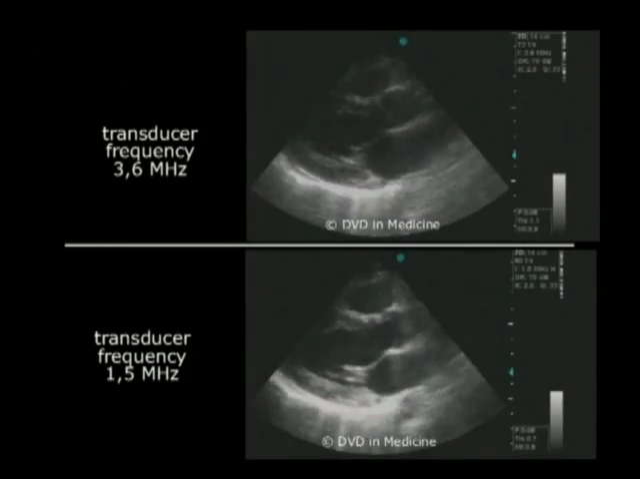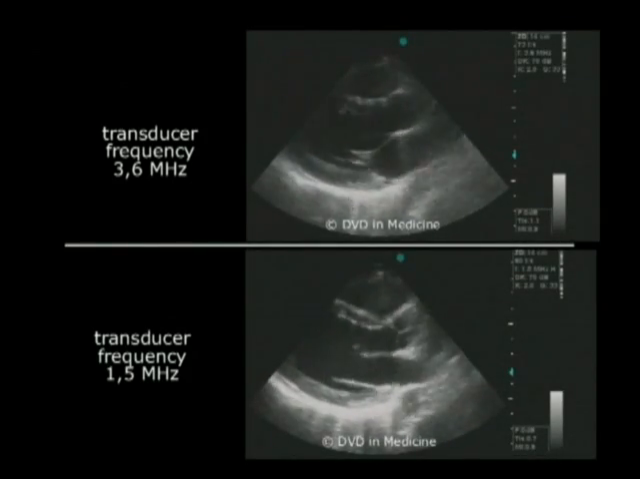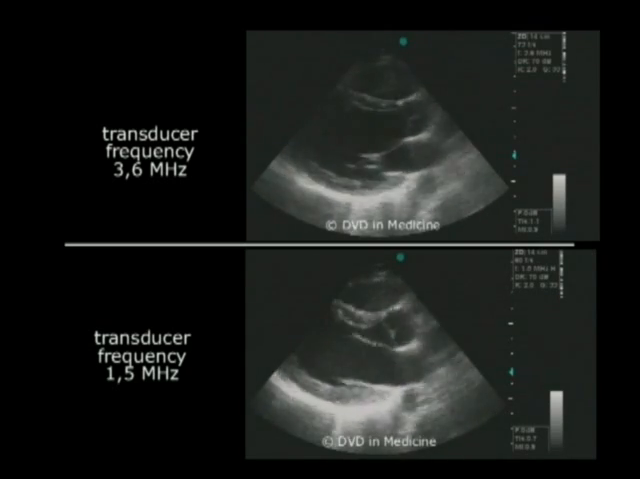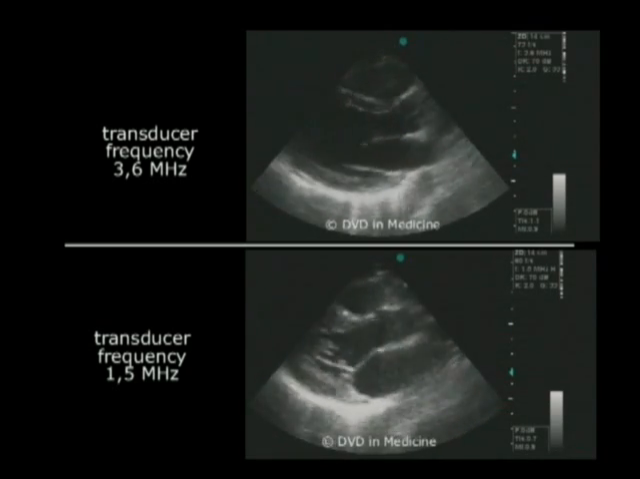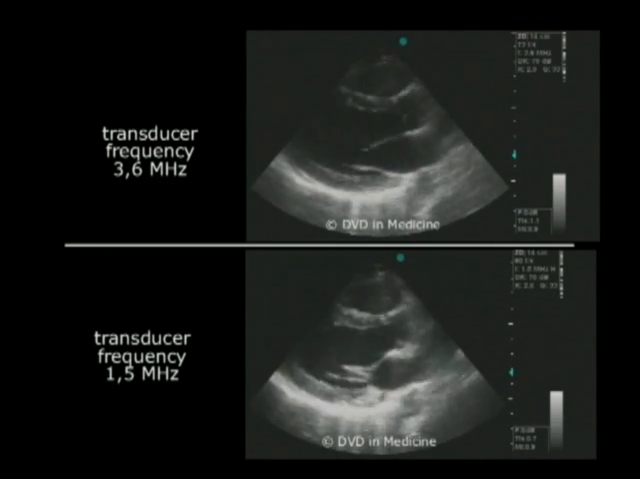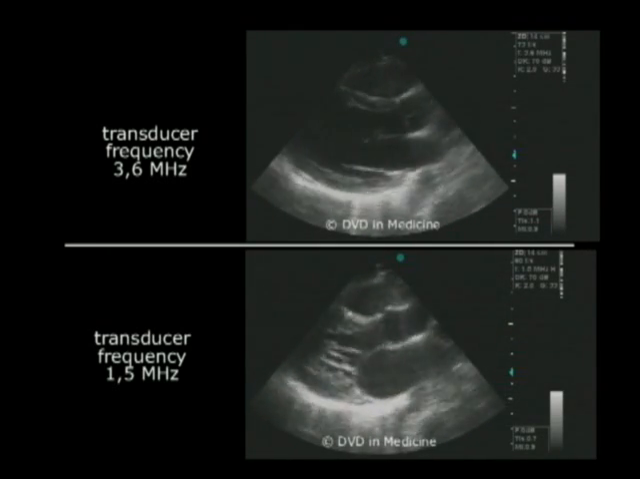Now on the divided screen, you can see the direct comparison of the real-time images taken from the same patient using the highest possible and the lowest possible frequencies for this sector transducer.